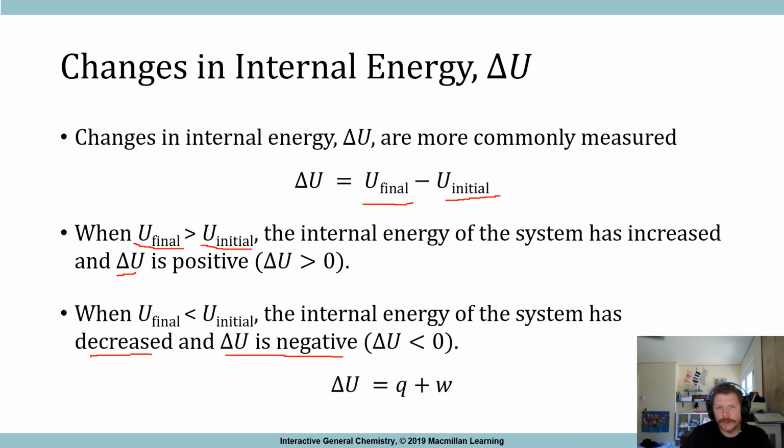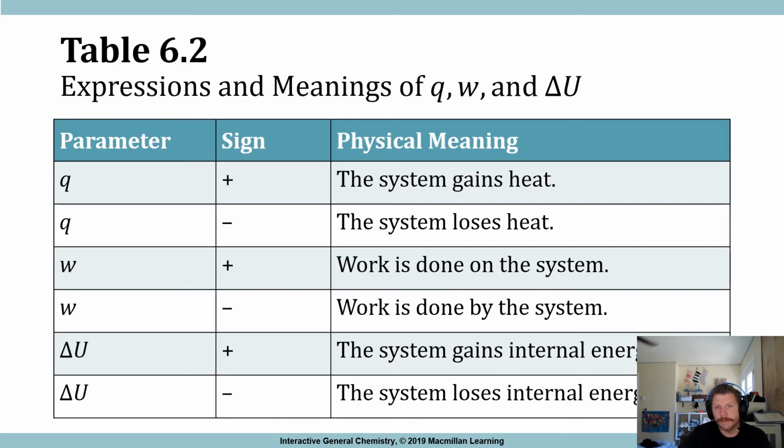What we always do to look at this is we compare the work and the heat by looking at delta U is equal to Q plus W. Now, another way that you can look at this whole concept is Q as positive or negative. Does the system gain or lose heat? If it gains heat, positive. If it loses heat, negative.